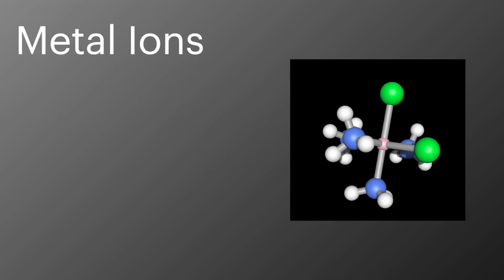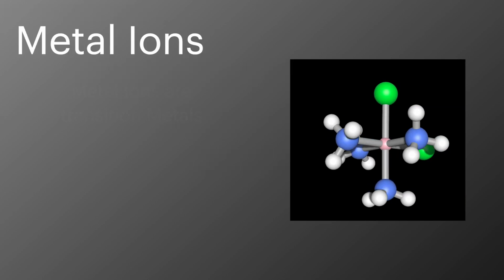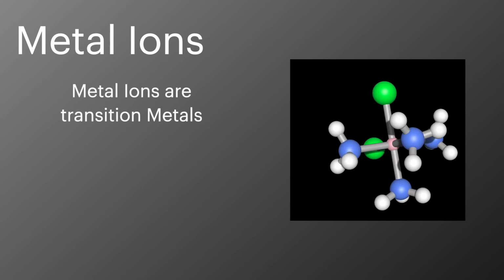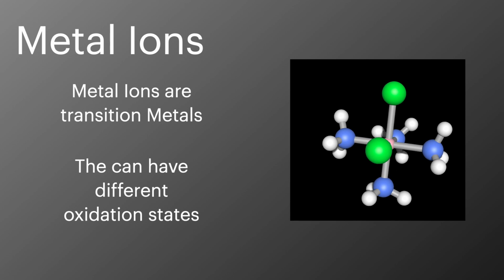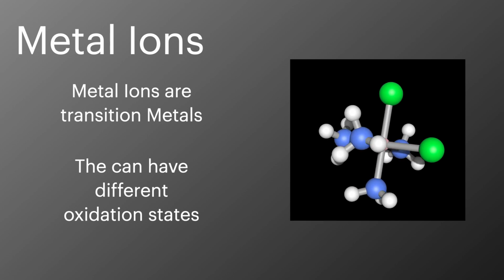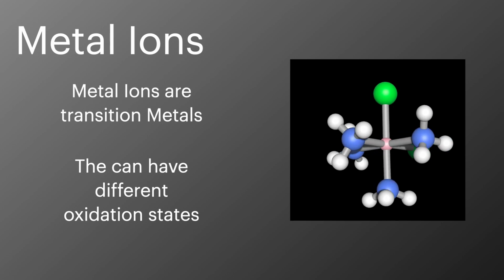So, metal ions. Metal ions are of course transition metals, and transition metals can have variable oxidation states. This means that the oxidation state of the metal ion depends on the ligands that are around it and the overall charge on the complex itself. So we need to know the charges of each ligand.